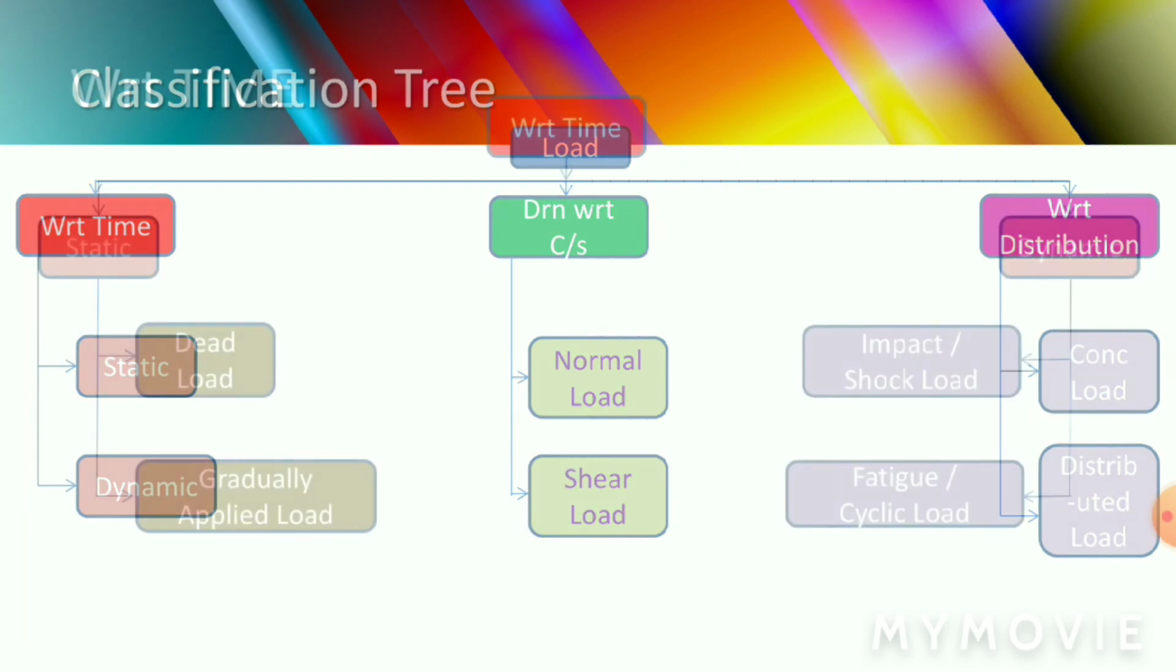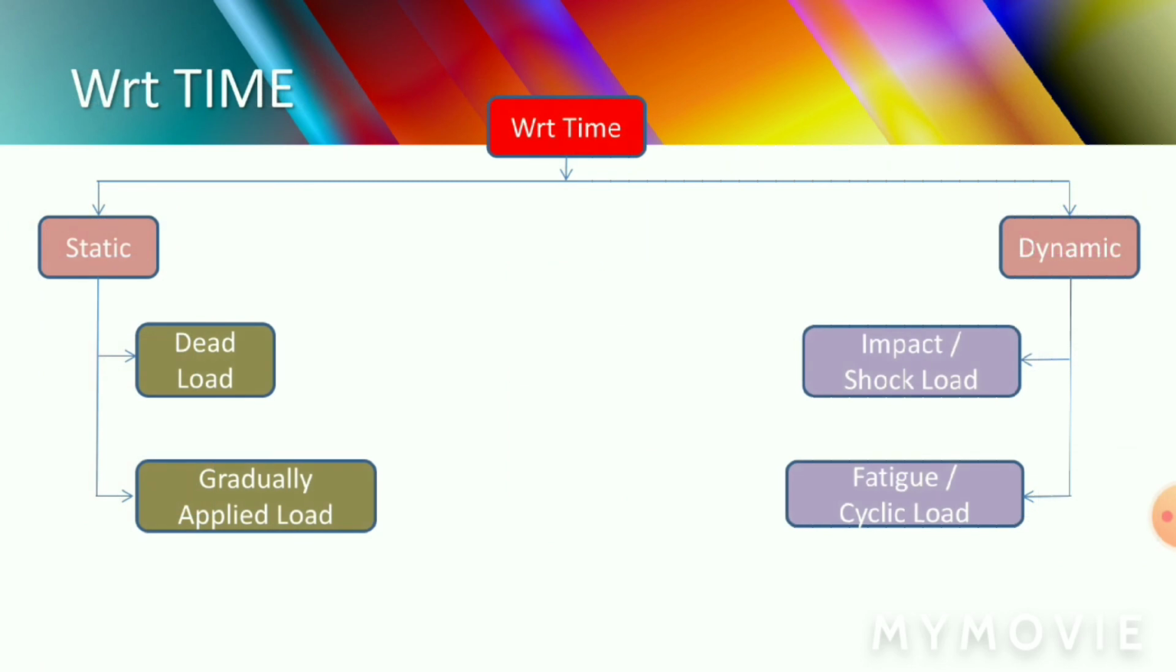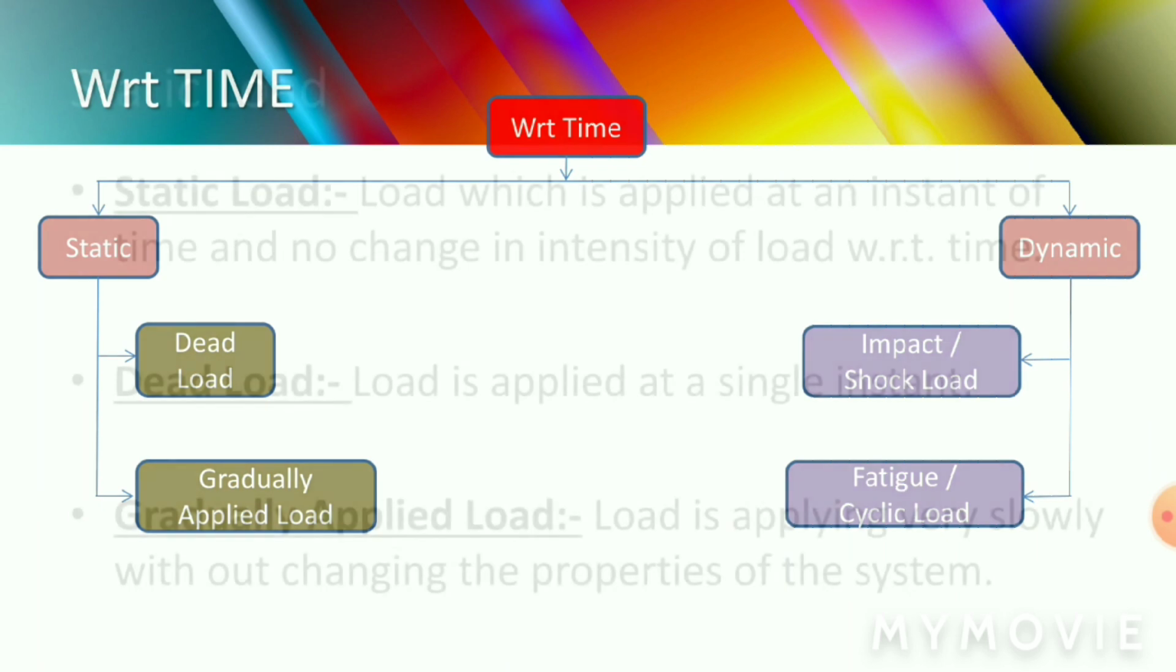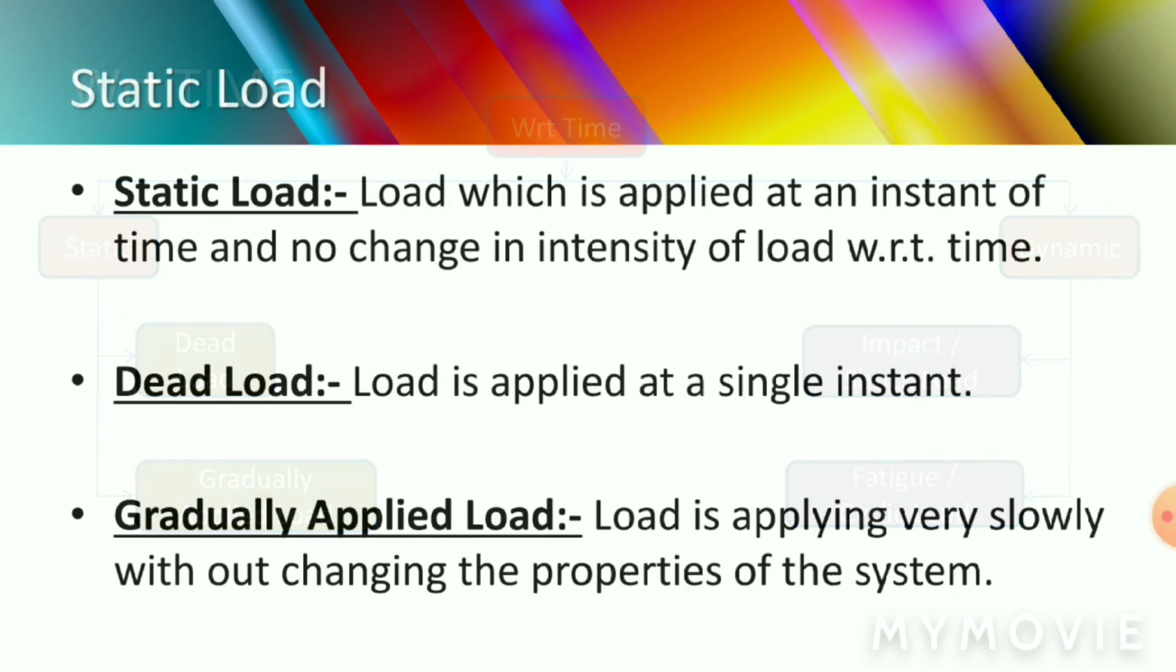With respect to time, the static load is divided into two types: dead load and gradually applied load, and dynamic load into impact load and fatigue or cyclic load. First of all, what is meant by static load? Load which is applied at an instant of time with no change in intensity with respect to time. A static load does not change with respect to time. For example, if you sit in a chair for 1 hour, then your weight acts as a static load on the chair for that 1 hour.